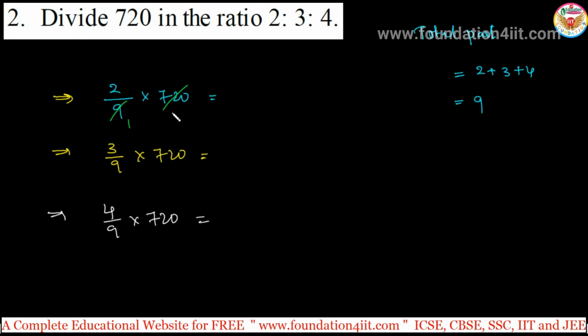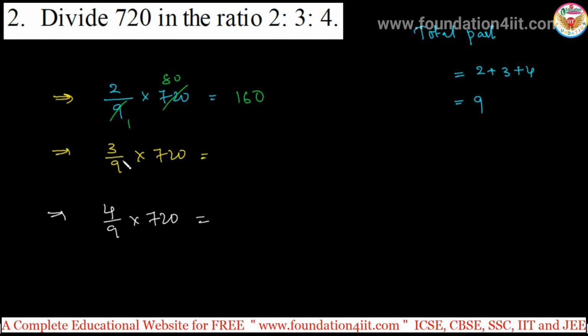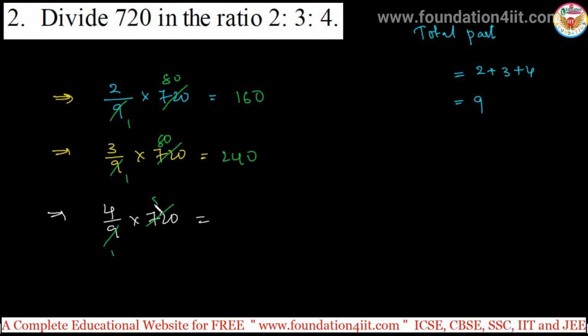9 times 80 is 720, so 2 into 80 is 160. The second number is 3 by 9 into 720. Same way you can cancel: 80 into 3 is 240. The third number is 4 by 9 into 720, so 4 into 80 is 320. This is the method you can apply directly to get the answer as a shortcut trick.